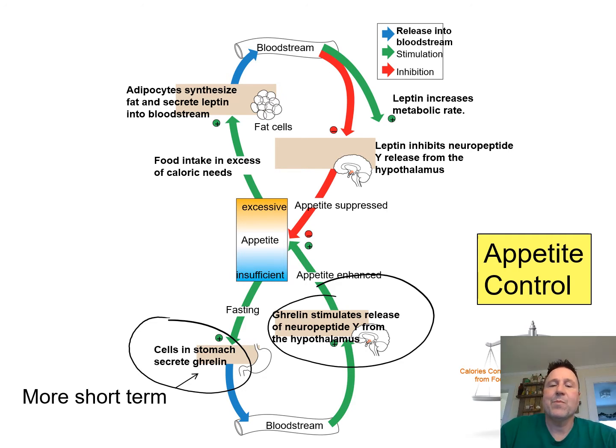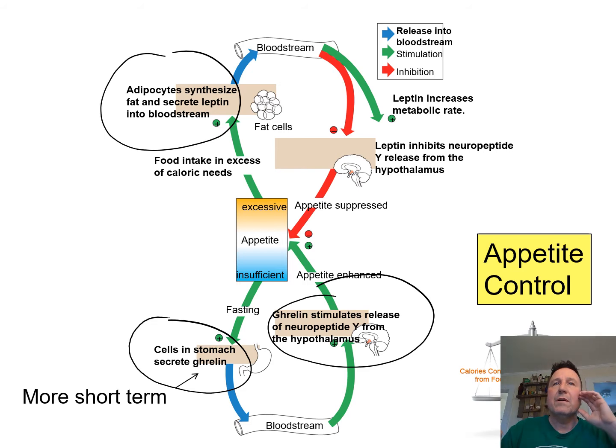Now, on the other hand, when you're full, when your body feels like it has enough calories, the hormone is leptin. Leptin comes from fat cells. Adipocytes are fat cells, so the more fat cells you have, the more leptin. And leptin inhibits that neuropeptide Y. So the more fat cells you have, the more you inhibit your hunger.